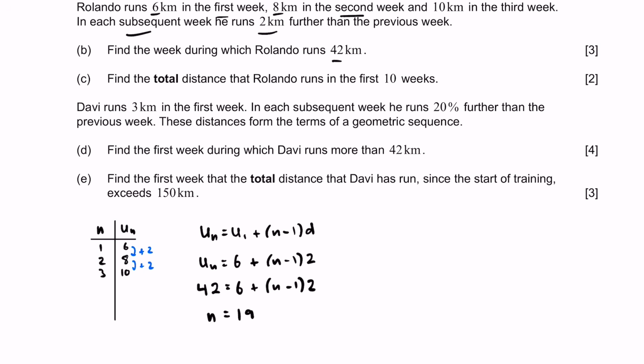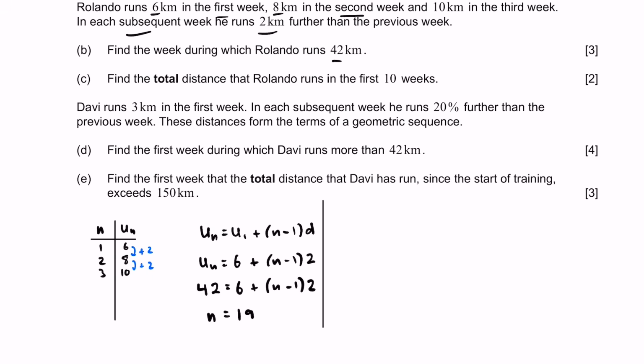All right, part C: find the total distance that Rolando runs in the first 10 weeks. Okay, so I guess the IB was kind enough in this case to bold this keyword, the total distance. Total distance tells us that in the context of an arithmetic sequence, we want the sum of an arithmetic sequence. So if we're adding the first, second, third, all the way to the 10th week, how far did he run altogether? So for this, we'll use the sum of an arithmetic sequence.